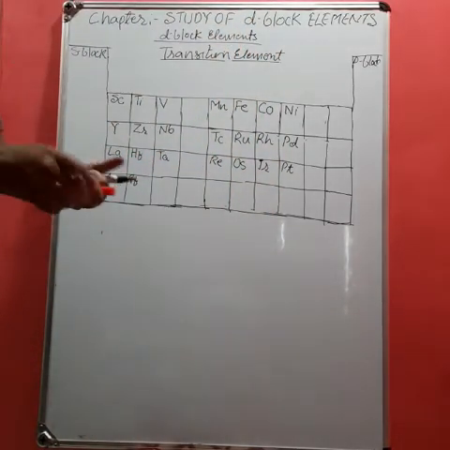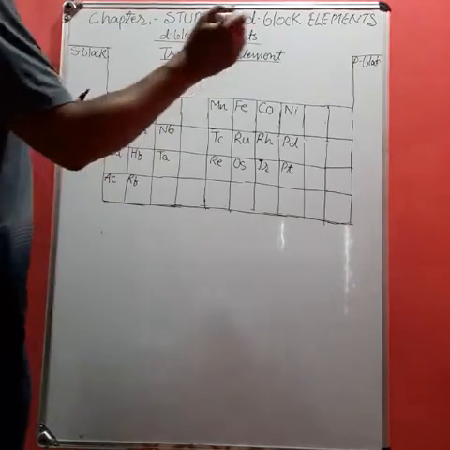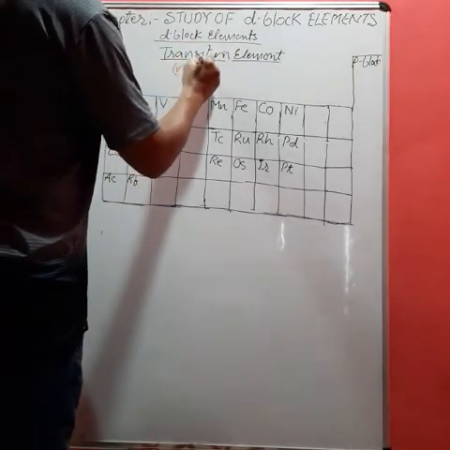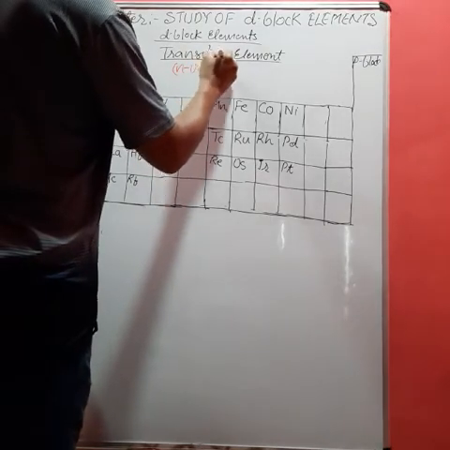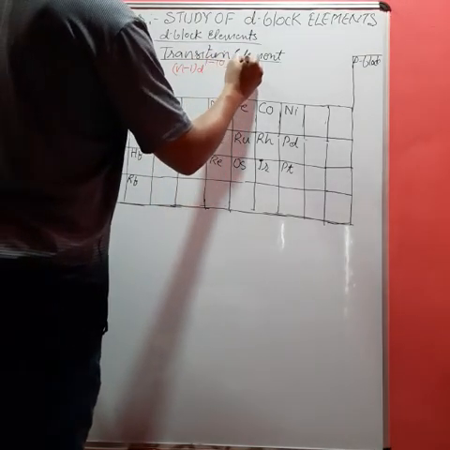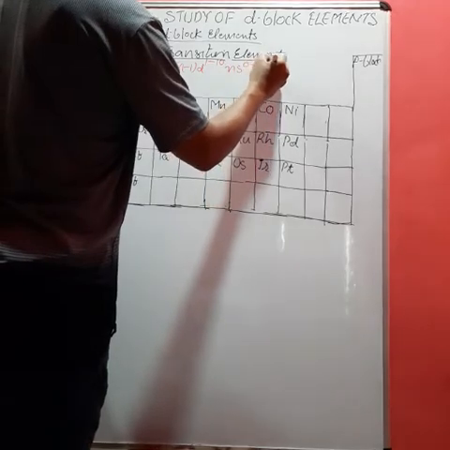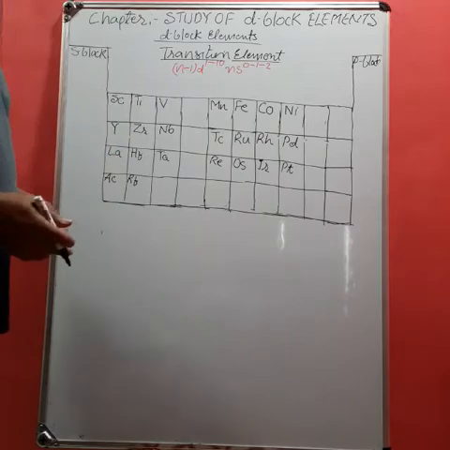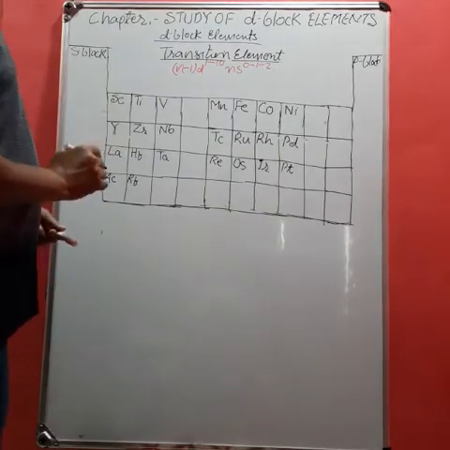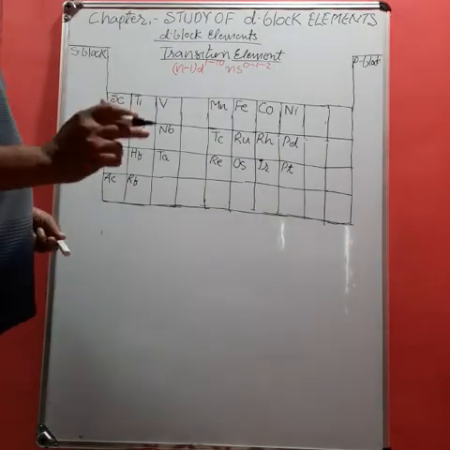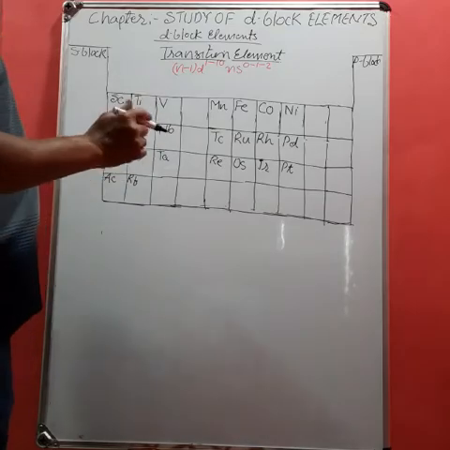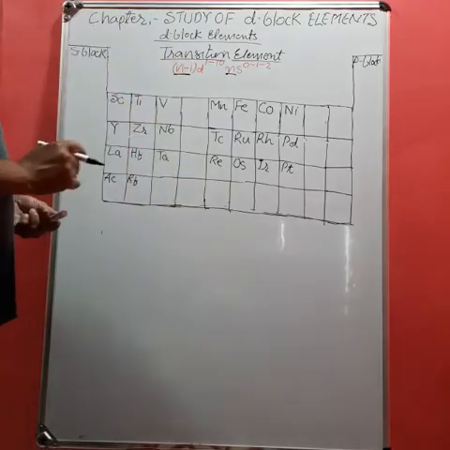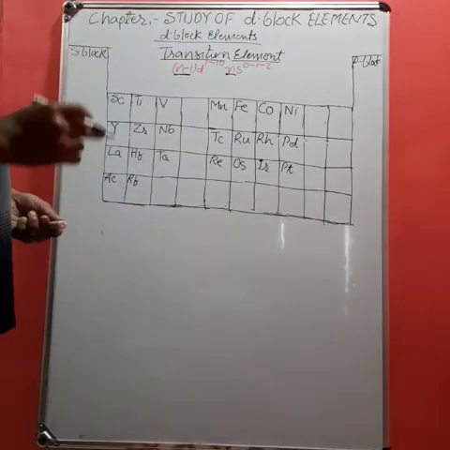Students, the general outer electronic configuration of d-block elements, if we write, it will be (n-1)d1-10 ns0, or sometimes 1 or sometimes 2. This is the general outer electronic configuration. Students, in d-block elements, the valence shell consists of two different types of subshell. One is n, and the second one is (n-1)d.